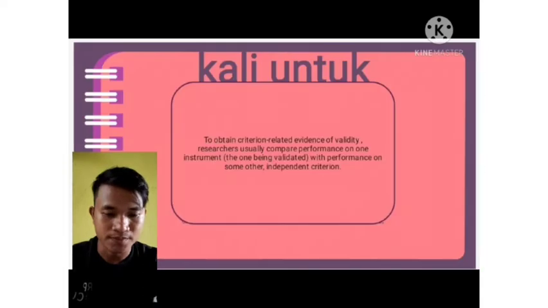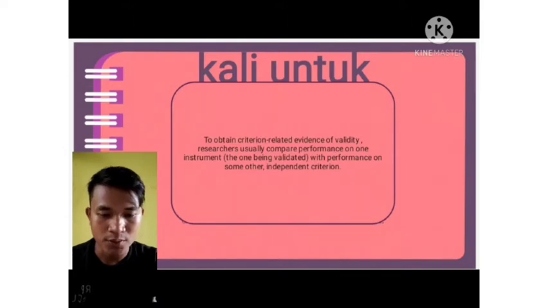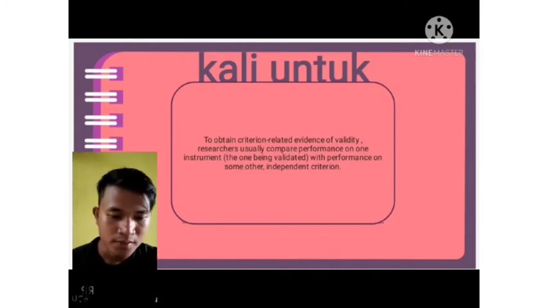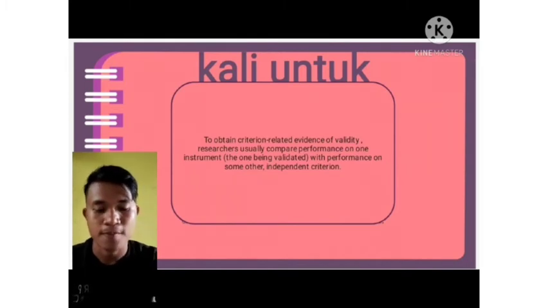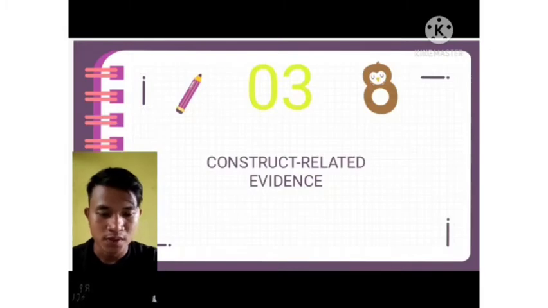And the second evidence is criterion-related evidence. To obtain criterion-related evidence of validity, researchers usually compare performance on one instrument, the one being validated, with performance on some other independent criterion. And the last is construct-related evidence.